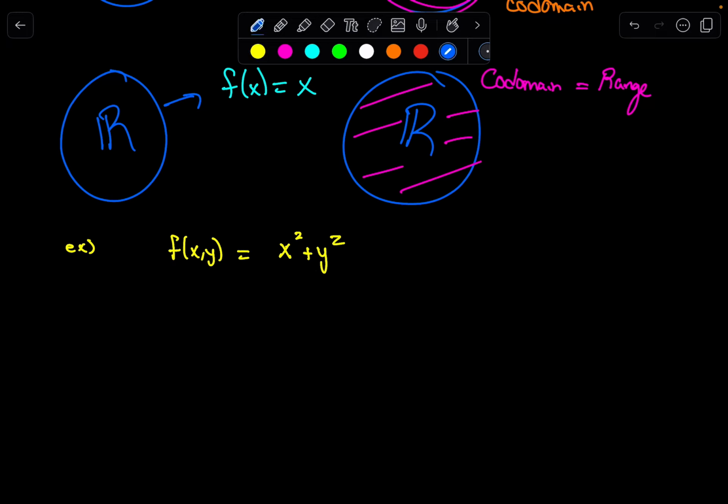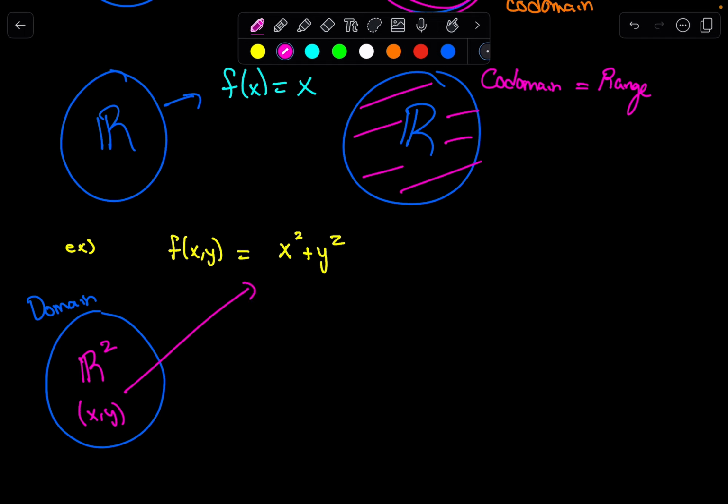What is our domain? What is the domain of this surface here? Well, the domain here, I can put in any x value and any y value that I want. So the domain here is all of R2. It's any x and y that I could put into this function, this surface, this mapping, if you will.